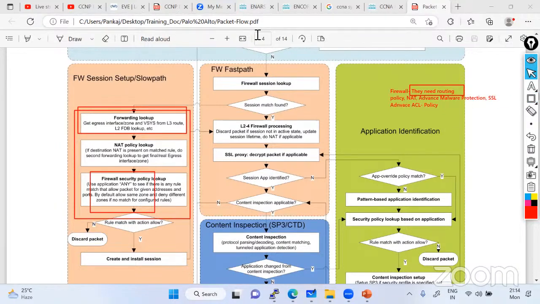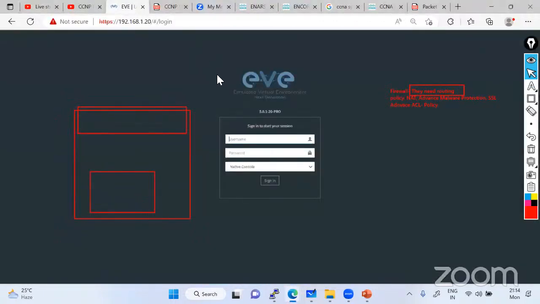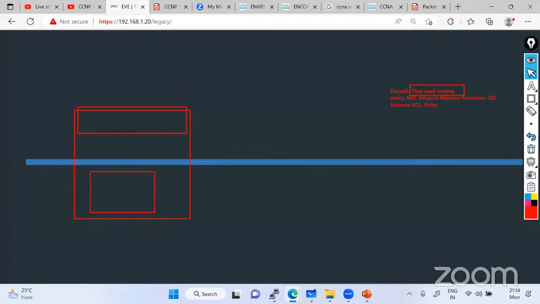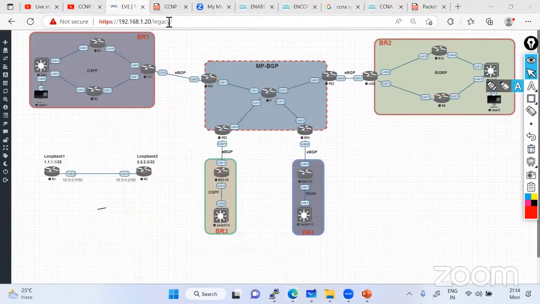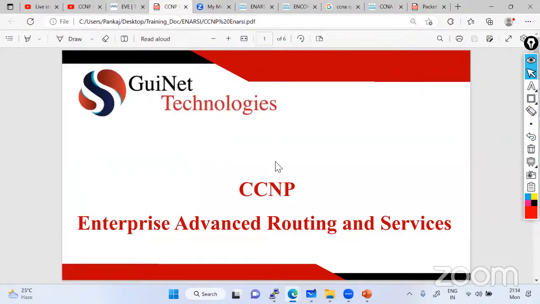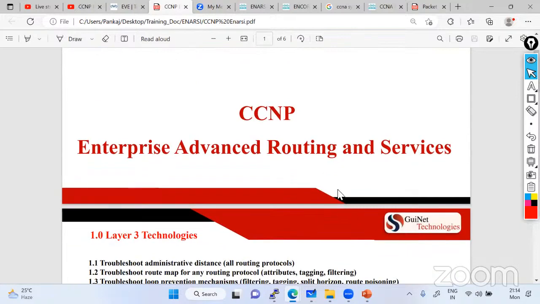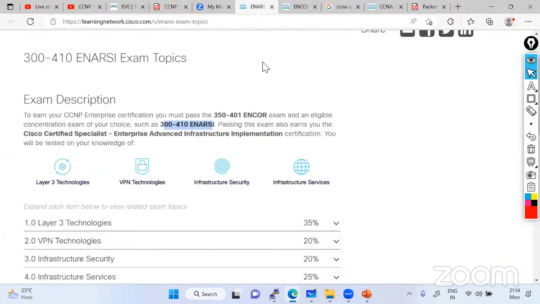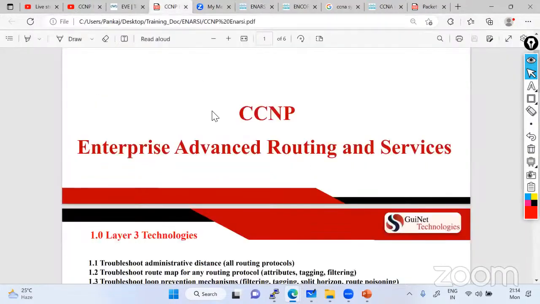I would suggest everyone should know routing: how routing works, what the concept is behind routing, and what all things I have to keep in mind while doing routing. Routing is everywhere, so you cannot run away from it. If I talk about routing, you can see this is the CCNP routing syllabus. CCNP ENARSI is known as Enterprise Advanced Routing and Services, the enterprise advanced infrastructure implementation routing, in which we are talking about routing and services.